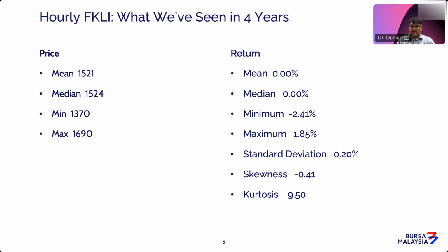On your right hand side, return, mean and median are quite the same, 0%. Actually, if you put 6 decimal places, you will see some numbers. It's just that I want to make it simple, so I just put 2 decimal places there. The minimum is negative 2.41 and maximum 1.85.